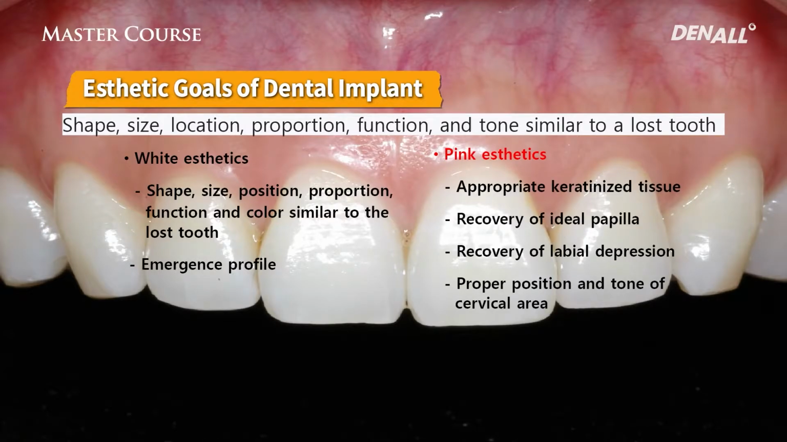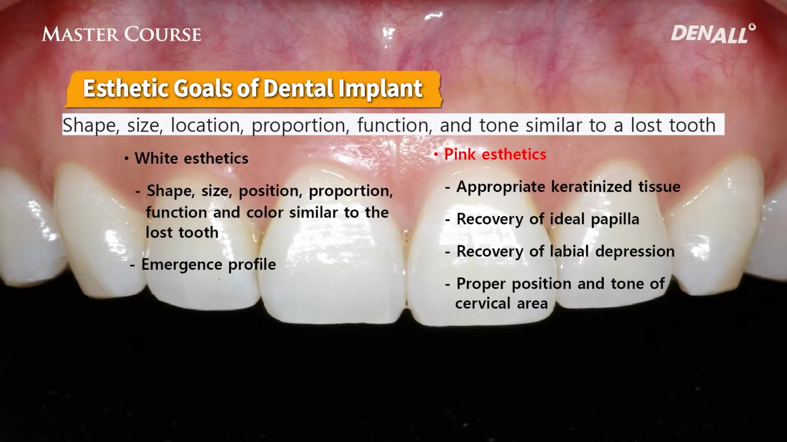Pink aesthetics refer to gingiva and lips. Gingiva is in pink color: whether the gingiva has appropriate keratinized tissue, and if the contour is in harmony with adjacent teeth. As we saw in the case before, if the interdental papilla is appropriately formed and properly recovered, these determine the pink aesthetics.